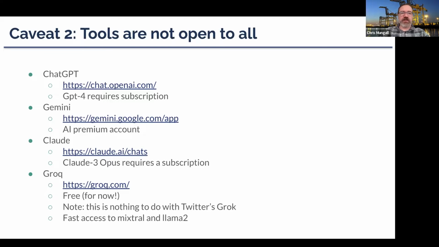The one most people are familiar with is ChatGPT, of course. You can use this for free, but if you want to use the better GPT-4 model, then unfortunately that requires a subscription. And GPT-4 is often regarded to be, for most tasks, the best, although others are catching up. I don't know if we'll get to Gemini today. This is the Google one again. They offer a premium account that gives you better models and so on.